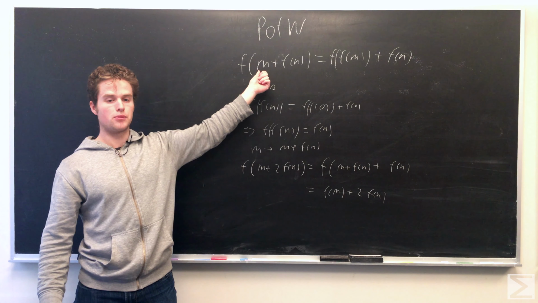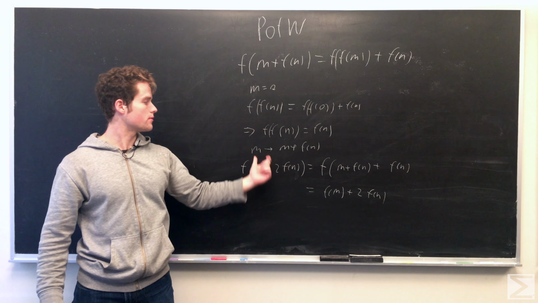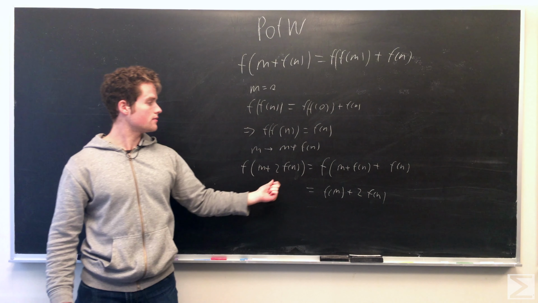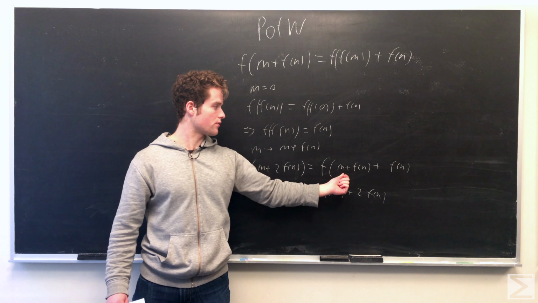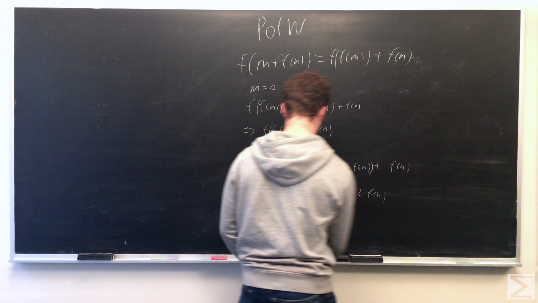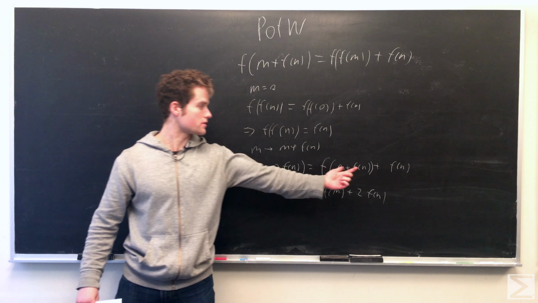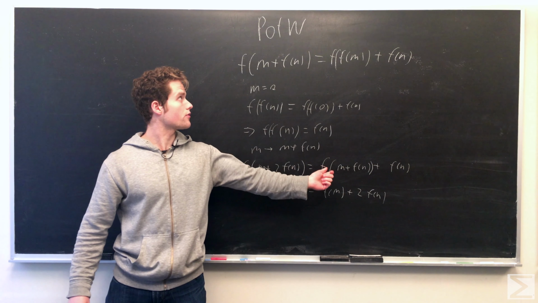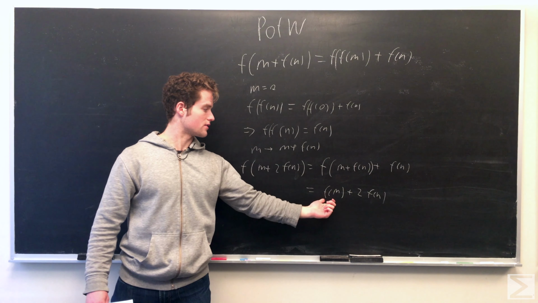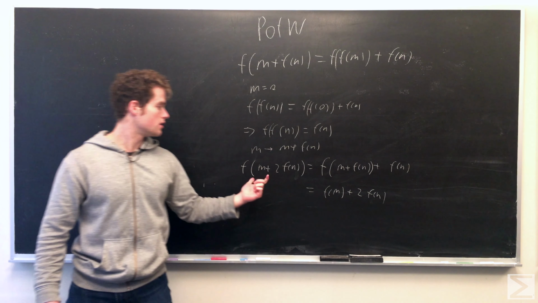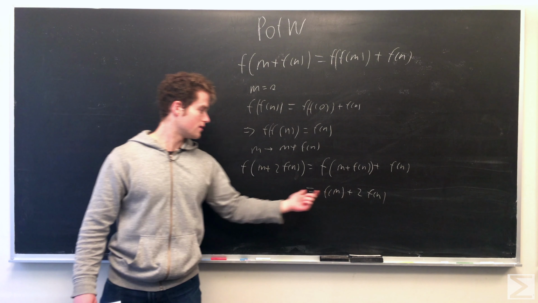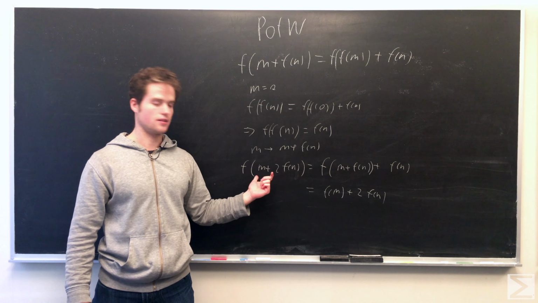So substituting m plus f of n for m here, we're saying m to m plus f of n. So f of m plus 2 f of n equals f of m plus f of n, plus f of n. F of m plus f of n from our original functional equation is just f of m plus f of n. So this is equal to f of m plus 2f of n. So f of m plus 2f of n equals f of m plus 2f of n. It's a little bit linear.